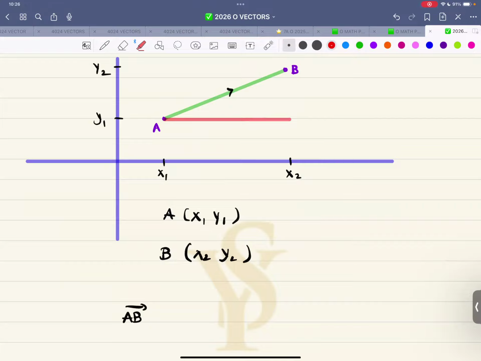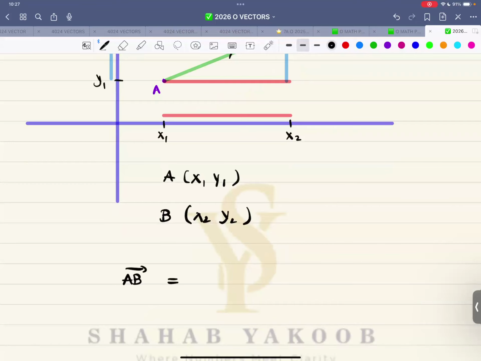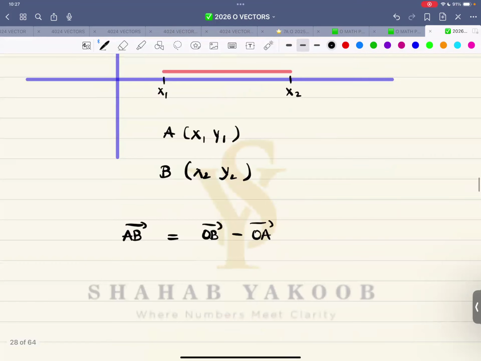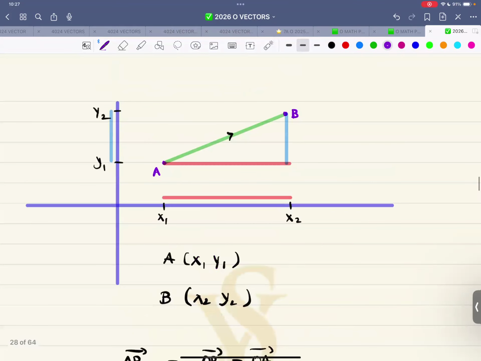This is x2 minus x1. And this blue one is y2 minus y1. So blue is this one, and the reddish one is this one. Got the idea? So now over here, the vector AB can be written in terms of its position vector OB minus OA. That's one way of writing it. It's always position vector of second letter minus position vector of first letter. That's one way of understanding.